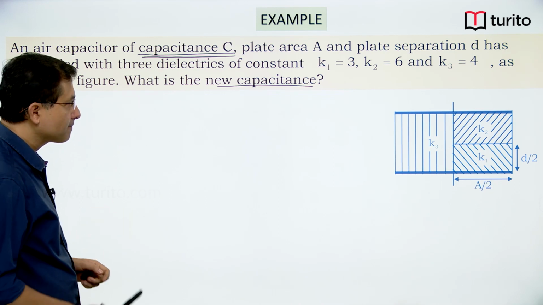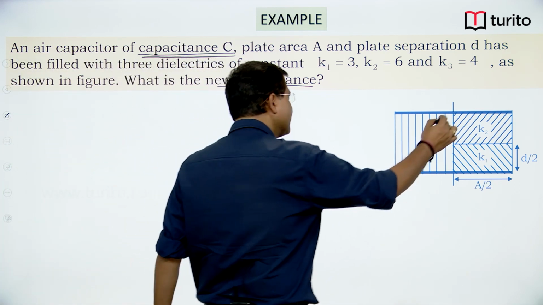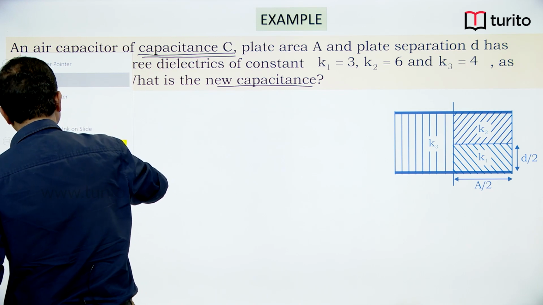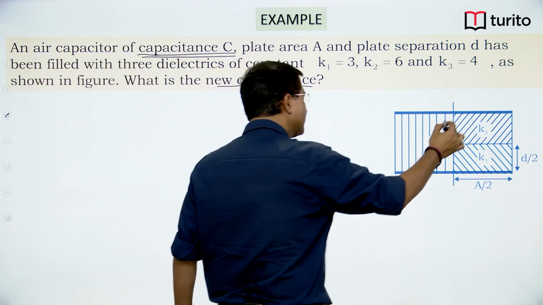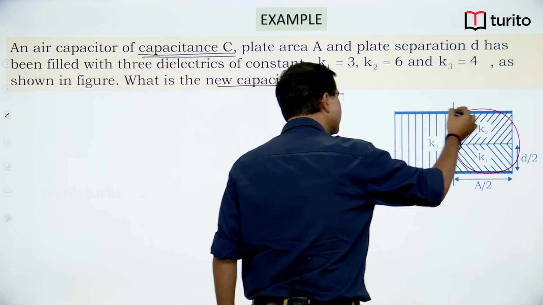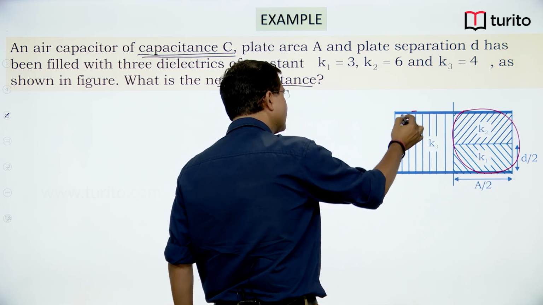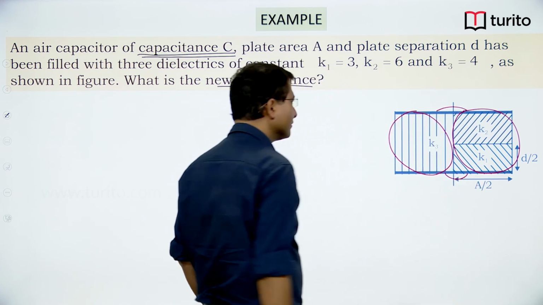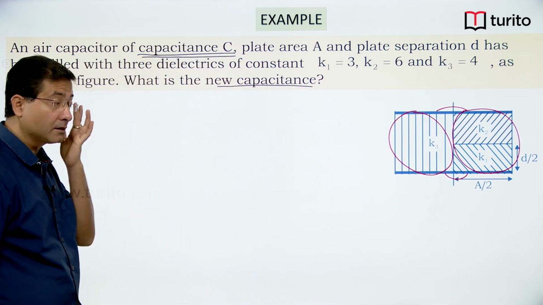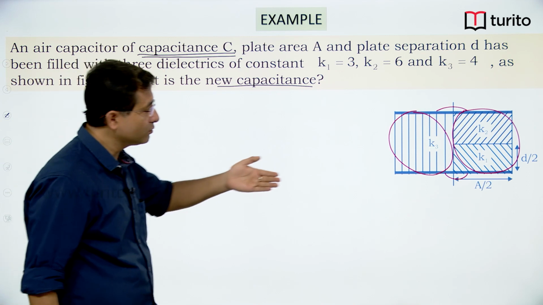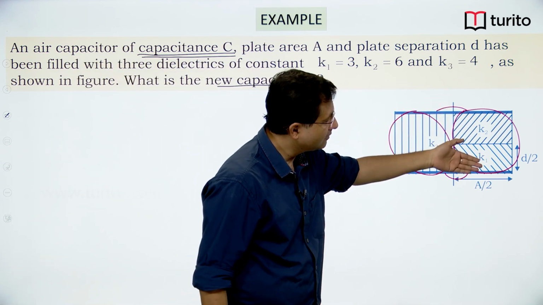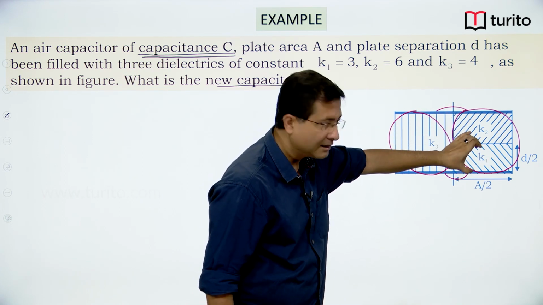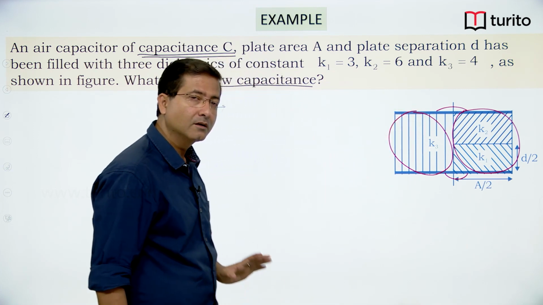Now see, you can treat this as one capacitor, you can treat this as one capacitor and this as one capacitor, and they are connected in parallel. I hope the diagram is clear. So, these two are connected in series, then they are connected in parallel with the third one.